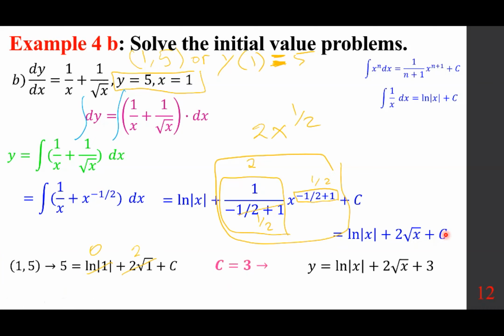Replace it, and that's your final answer now, which means this is the general solution, and this is a particular solution. In other words, first we have a family of functions, infinitely many different functions. Then, with the help of one pair, we find the constant and we have one solution.